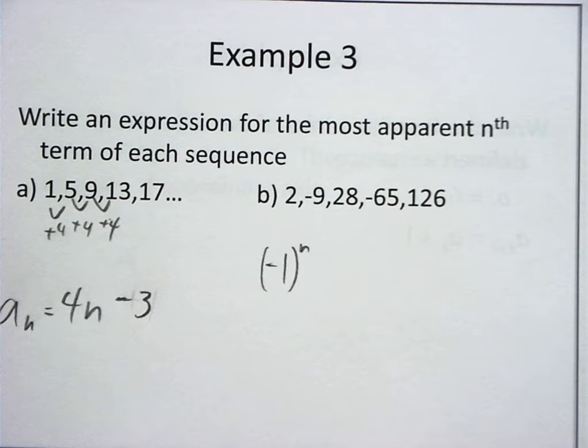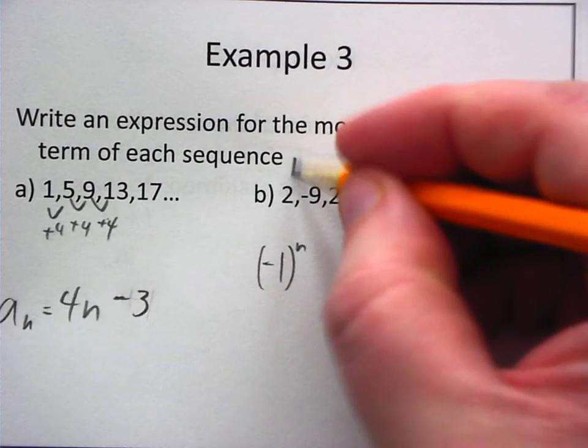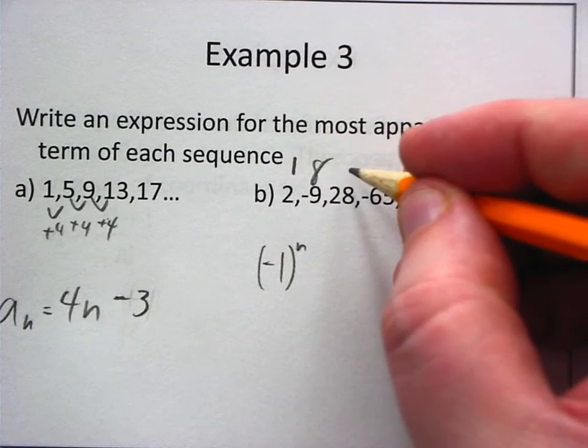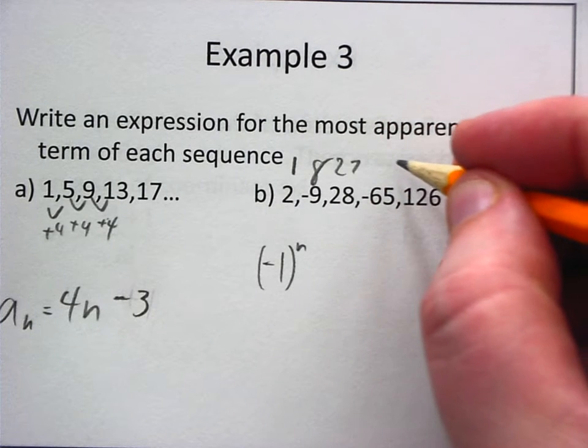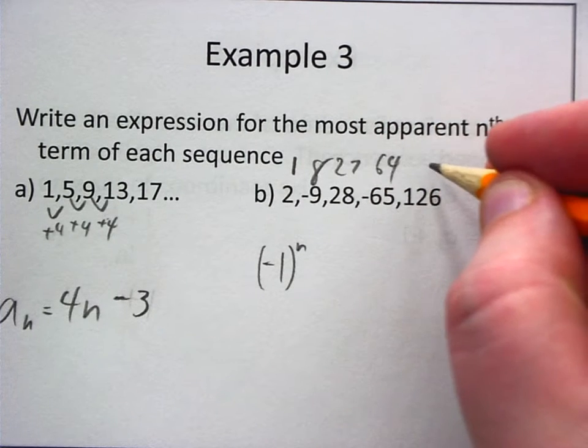It's really hard to see at first, but I see 2 and 9 how far apart? 7. 9 and 28 how far apart? 19. 28, 65? 37. Those are all primes, right? What if I subtracted 1 from each number? So instead of starting with 2, if this was a 1, what would this be? 125.